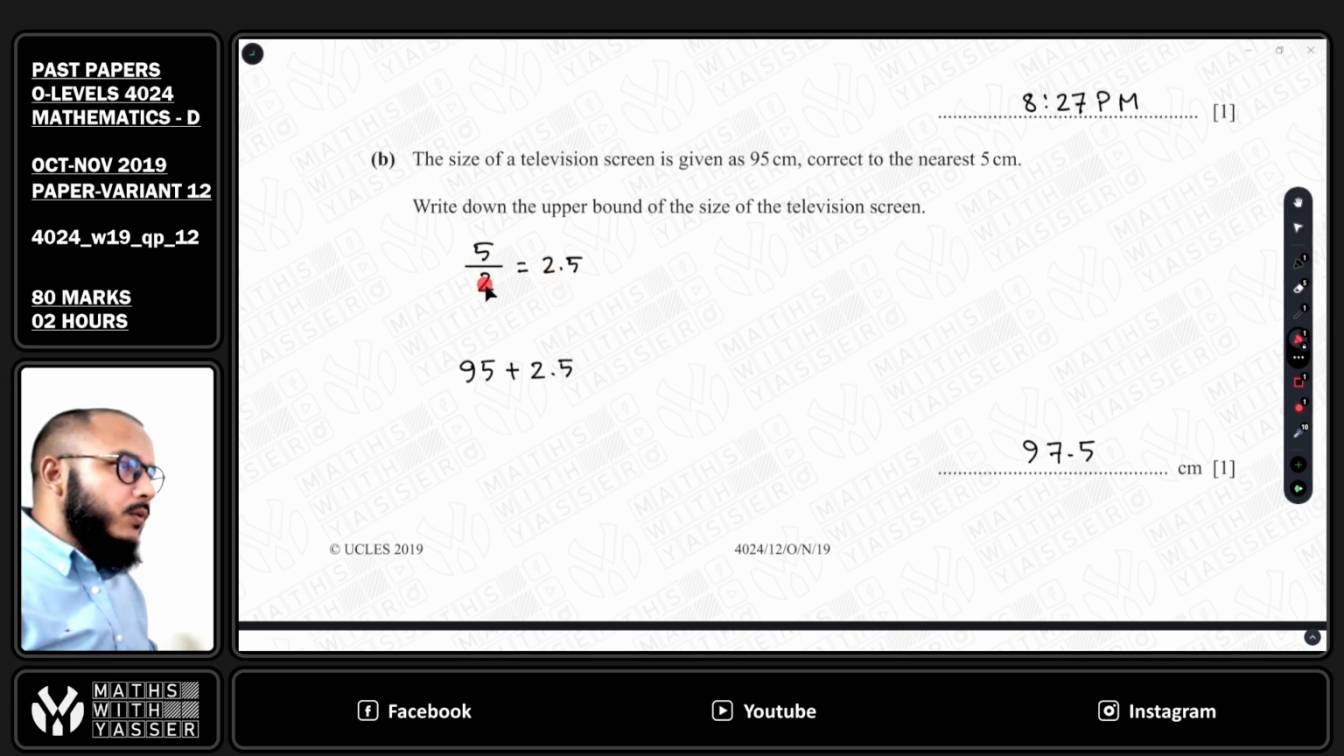So 5 over 2 will give us 2.5. So since they have asked for upper bound, we just have to add 2.5 with 95 to get the upper bound. So that will be 97.5 centimeter.